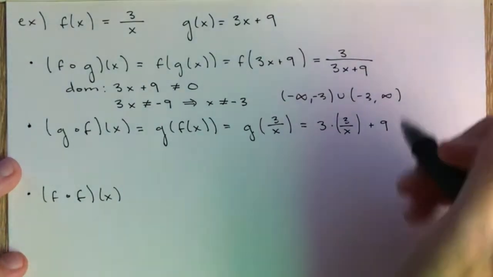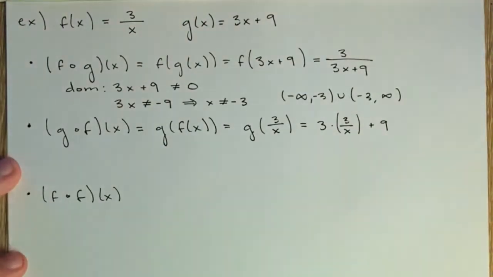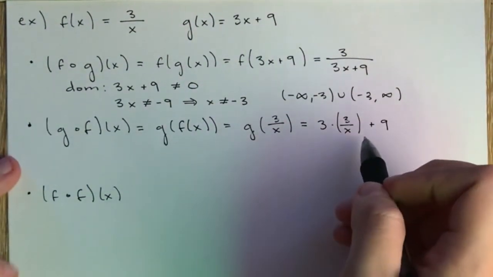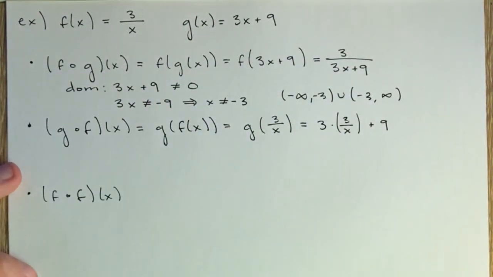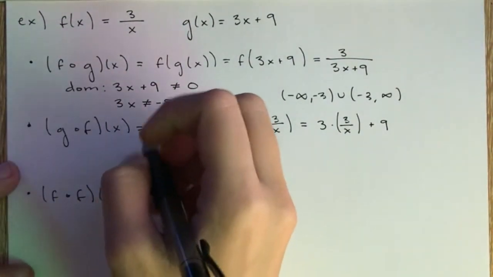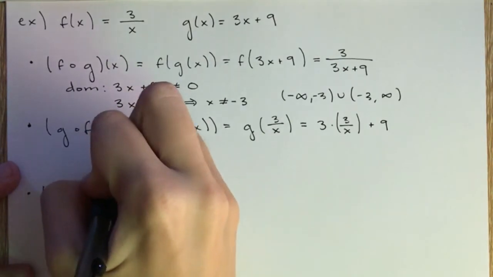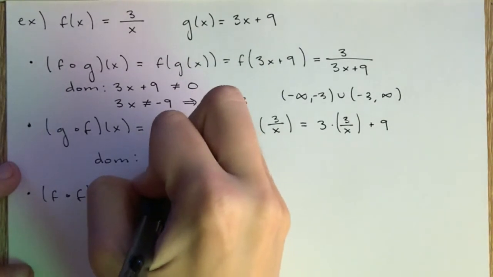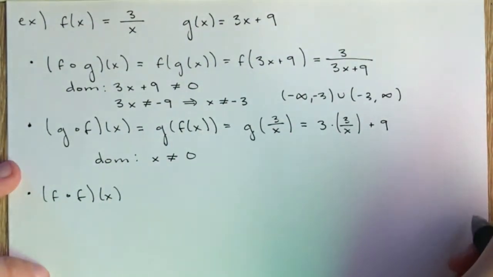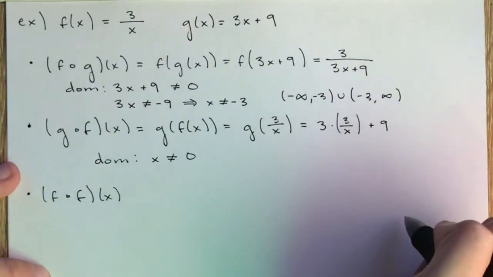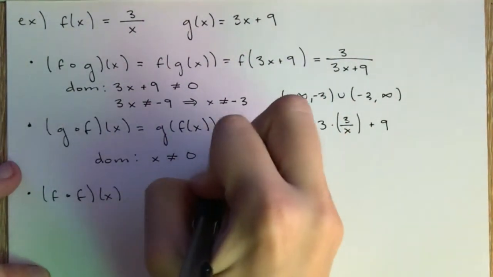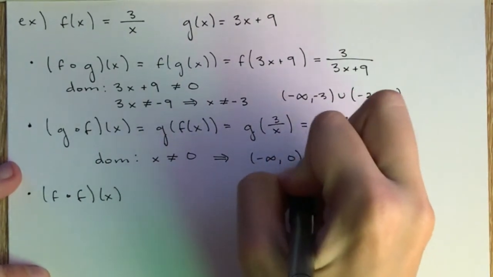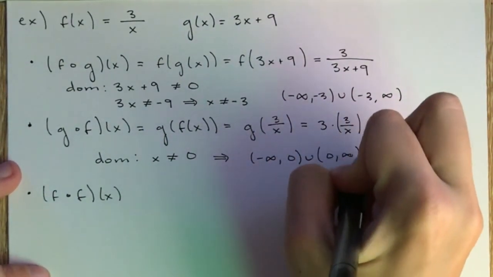We want to use our domain rules before simplifying. So our domain rules, we just need to look out for denominators and even roots. We don't have any even roots, but we do have a denominator. And that denominator is simply x. So if we set our denominator not equal to 0, it just tells us that x can't be 0, right? Makes sense? So our domain is just -infinity to 0, and then 0 to infinity.